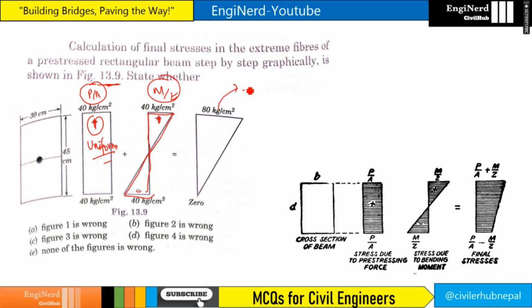So we need to add here, right? So you can see here you need to add P by A plus M by Z. So 40 plus 40 is 80, right? So this is correct, and here we need to subtract, right? 40 minus 40 is 0. So all of these are correct and none of the figures is wrong.